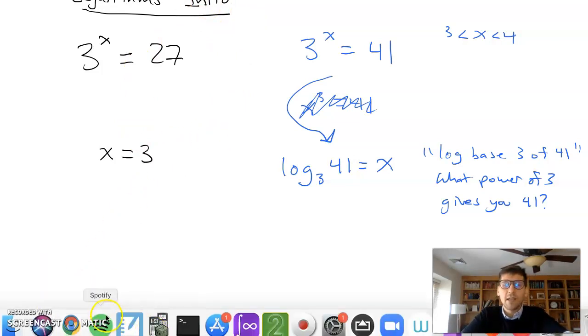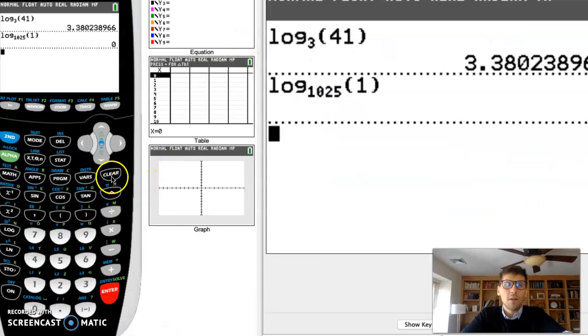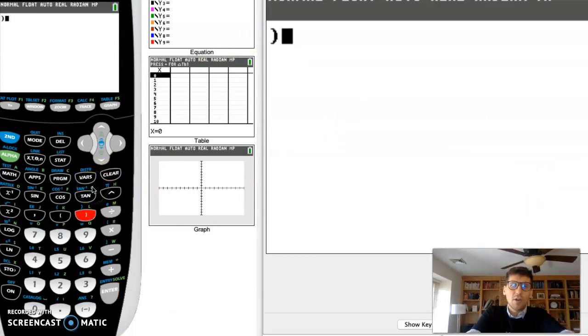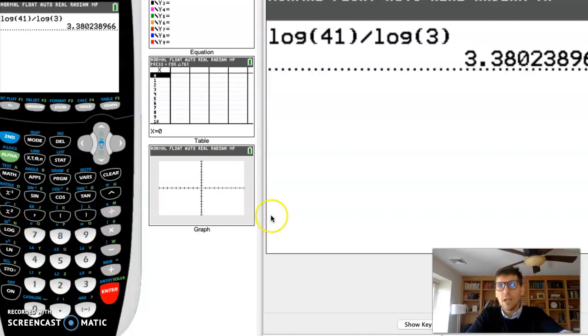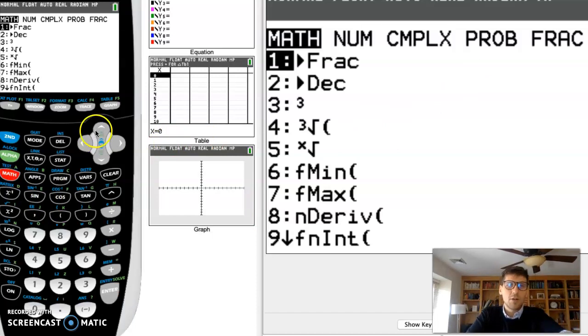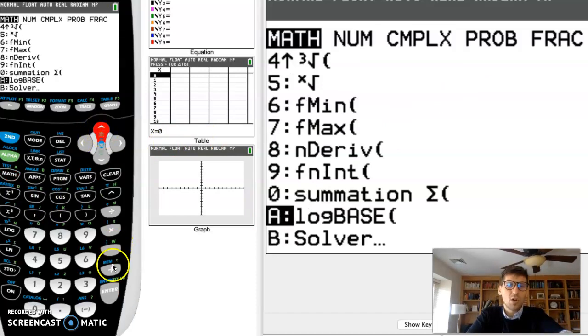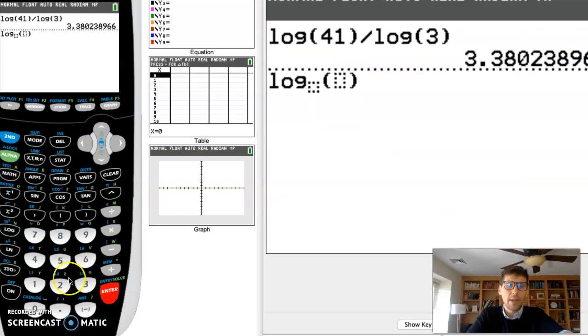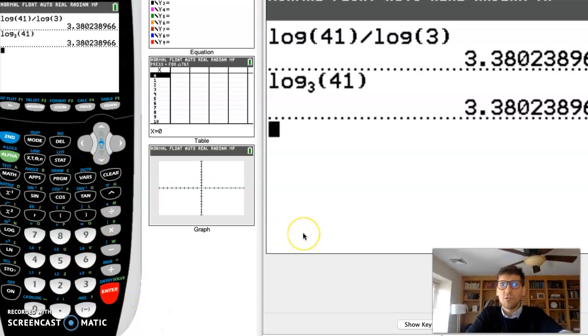Now I could use my calculator, and there's two ways I could do it. The first way is to do the log of the input, the log of 41, and divide it by the log of the base, which is 3. This is the way I used to have to do it, and you can see it is between 3 and 4, 3.38. On these newfangled calculators, you can also do log base. If I hit math and scroll to log base, I can do it the way we would write it, log base 3 of 41, and it gives me the same value, 3.38.